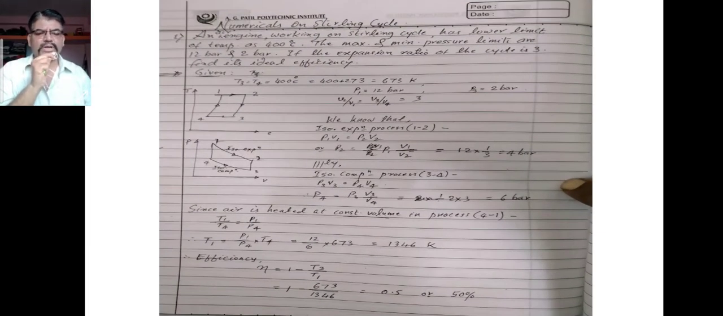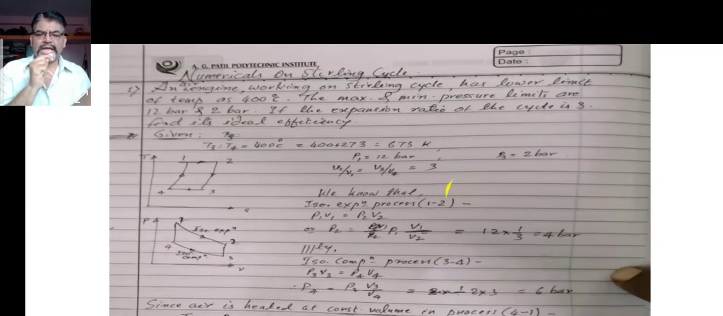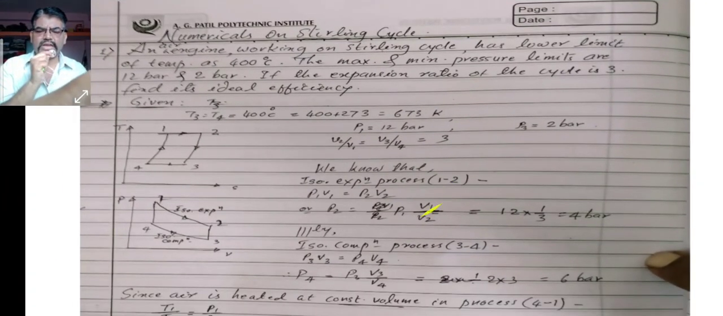Now I have selected a numerical for better understanding of the students. I'll show the numerical to you. An air engine working on the Stirling cycle has a lower limit of temperature of 400. The maximum and minimum pressure limits are 12 bar and 2 bar. If the expansion ratio of the cycle is 3, find its ideal efficiency.